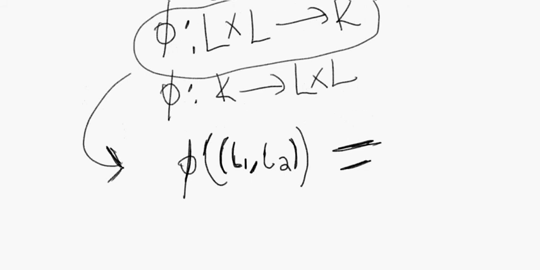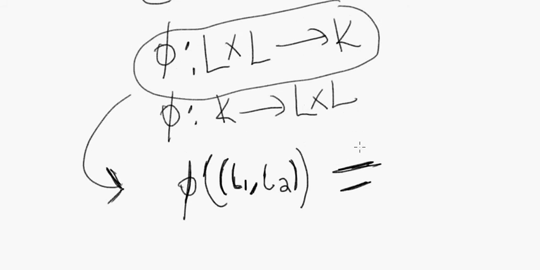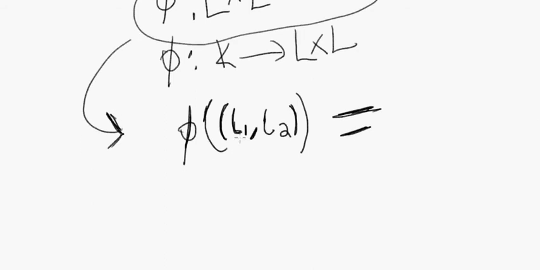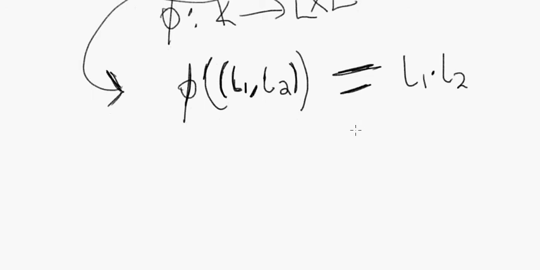So what about just the product of them? That is, what if we send phi of (L1, L2) and set it equal to L1 times L2? Is this going to be, well, is it even a homomorphism to begin with? What would we need to check?